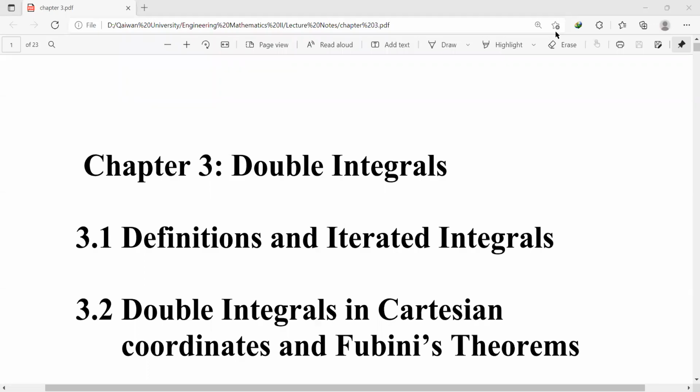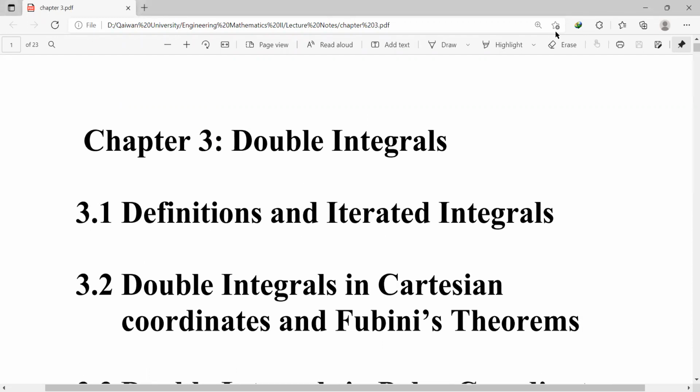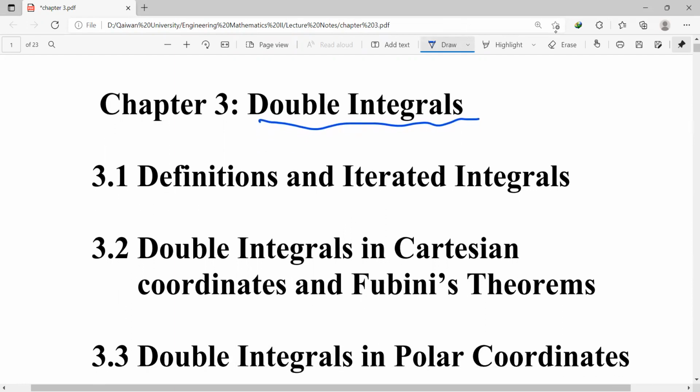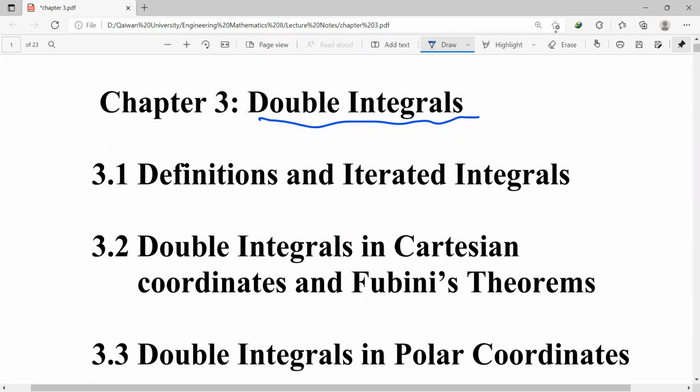In the previous lecture, we finished chapter 2, which is about partial derivatives. We now have chapter 3, which is about double integrals. In this chapter, we talk about double integrals for functions of more than one independent variable.